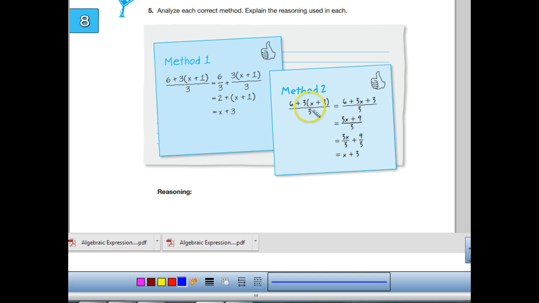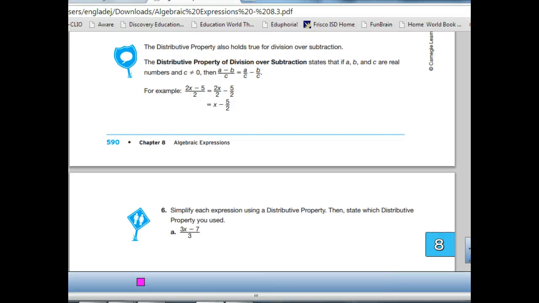Over here, what they did is they went ahead and took the 3 times the quantity x plus 1. That's where this comes from. Then they combined it into 3x plus 9. And then they finally divided each one by 3. You still get x plus 3 whichever way that you do it, but it's all about how you see it and if it logically makes sense in your head when you're simplifying with these 2 methods.